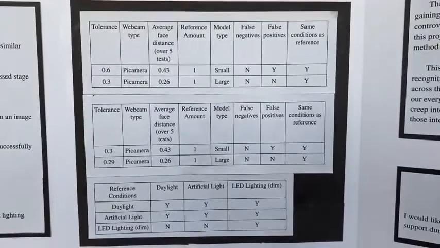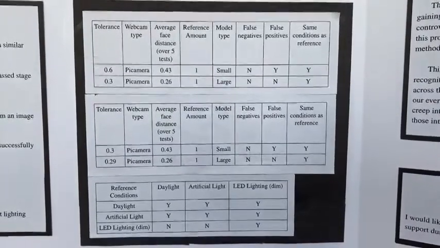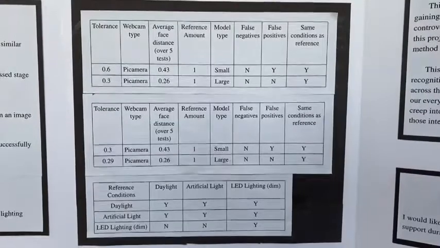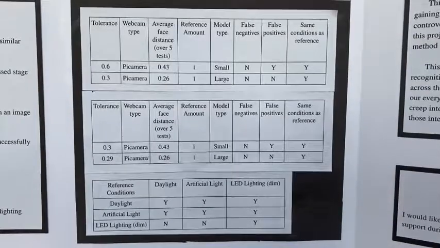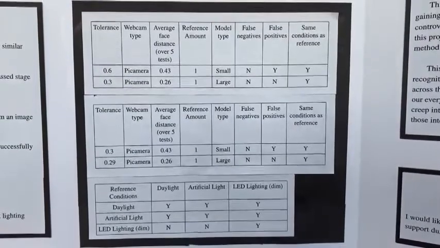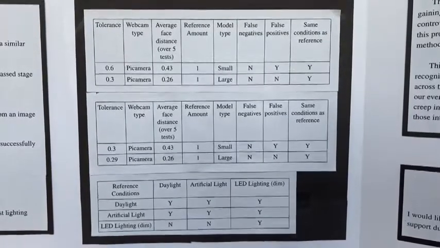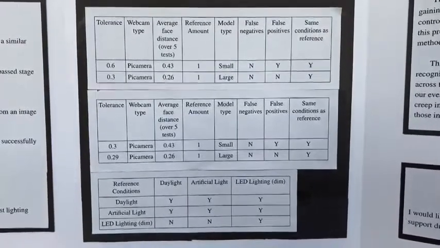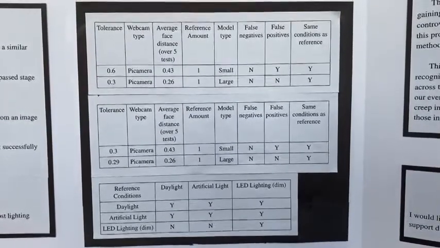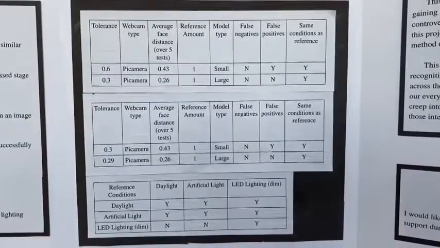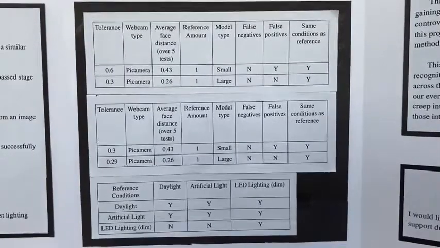Let's view the observations. When using a tolerance of 0.6, the algorithm was able to recognize the subject's faces consistently, but not differentiate them from similar faces. The average face distance was 0.43. The tolerance was then lowered to 0.3, where the algorithm consistently recognized the subject's faces and differentiated them from similar faces. In the second stage, the algorithm was not able to differentiate the subject's faces from images of their faces when using the previous settings from stage 1. The tolerance was then lowered from 0.3 to 0.29, where it performed flawlessly.